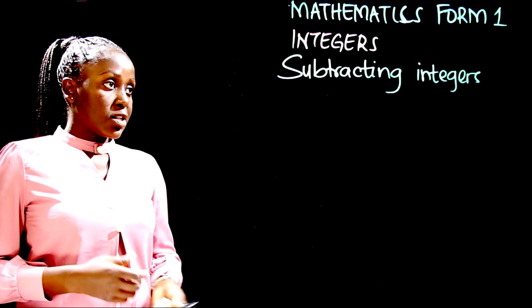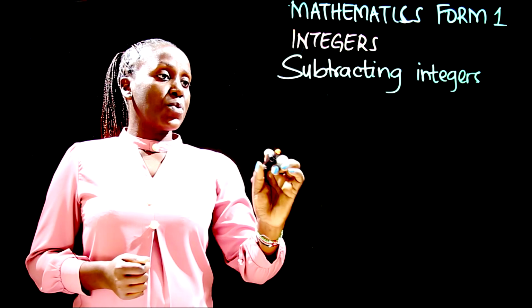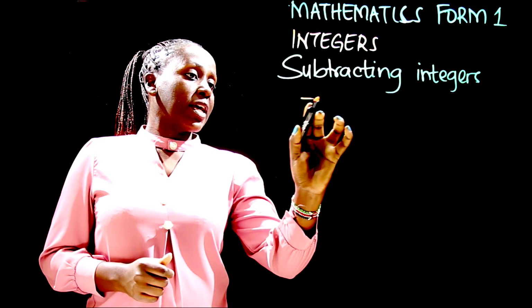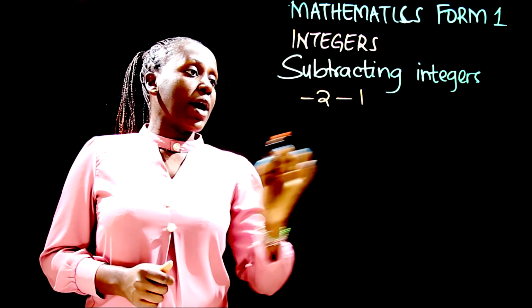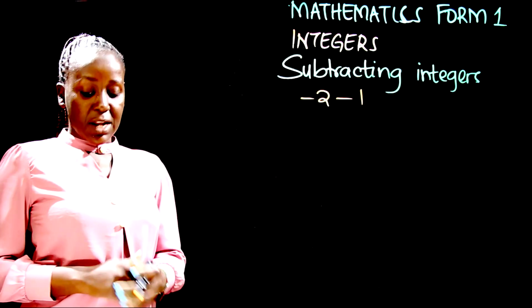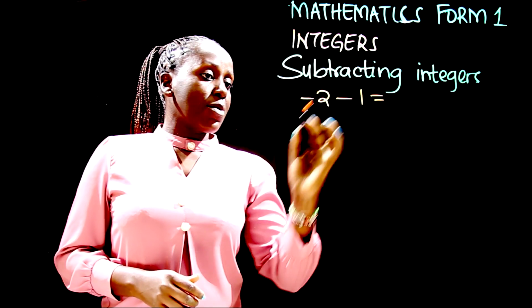So you're going to start by doing one example. So we have -2 minus 1. So what will this be equal to?